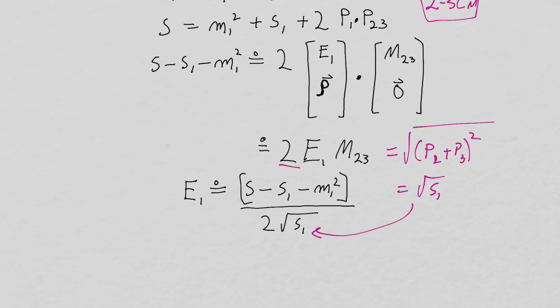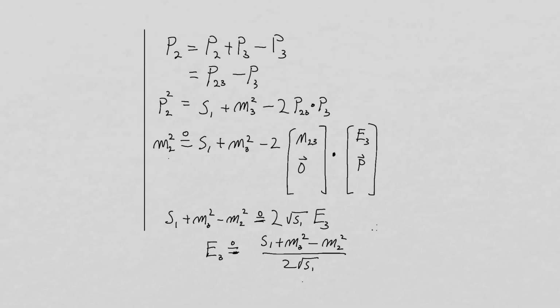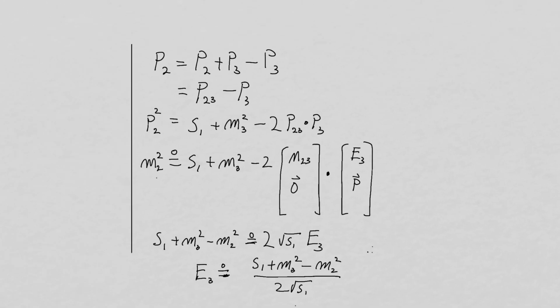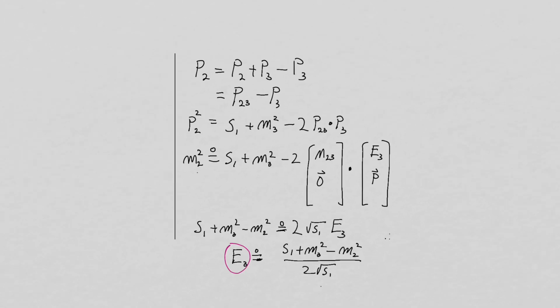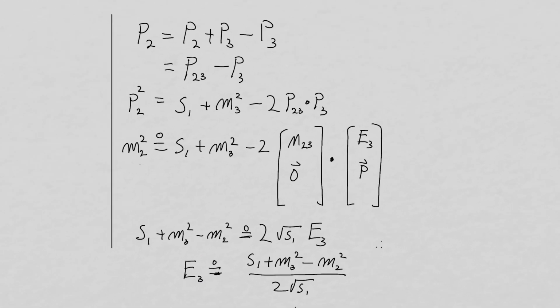So when I divide by 2 and I divide by mass of 2, 3, it ends up being the square root of S1. So that is the value of E1 in this particular reference frame. Okay, and P2 is actually kind of weird, finding E3, right? The other one we want to find is E3, and I did that work too. It actually took me a while to figure this out.